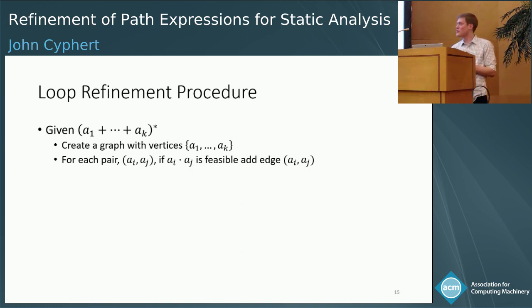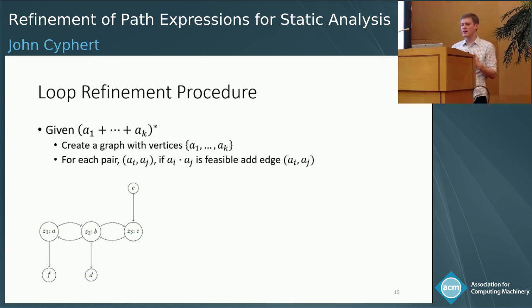Quickly going through this without too much detail, the basic idea is we're going to create a graph with vertices labeled A1 through AK, and then we're going to add directed edges in this graph for every feasible edge between each one of these summands. You could create, for example, some sort of graph like this. The basic idea is that we need a procedure that's going to produce a regular expression which satisfies the equal unrolling property.